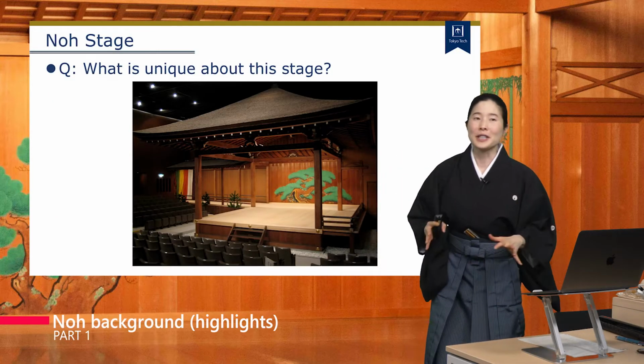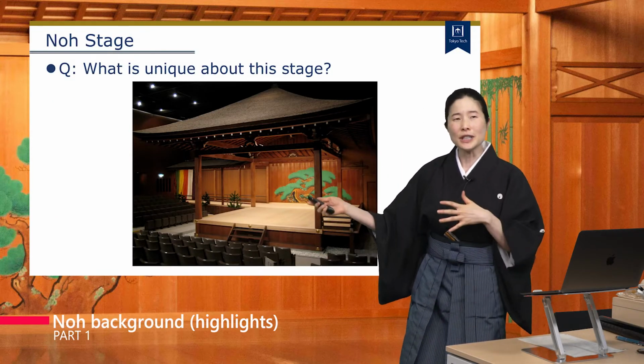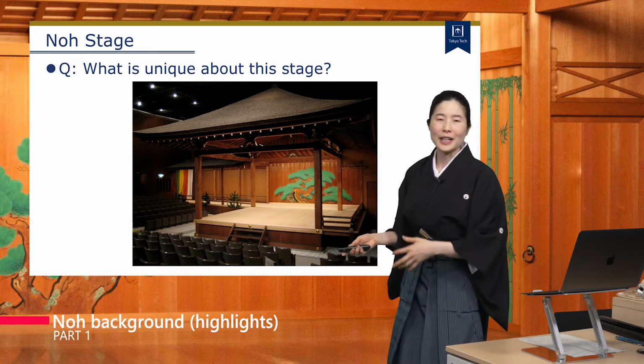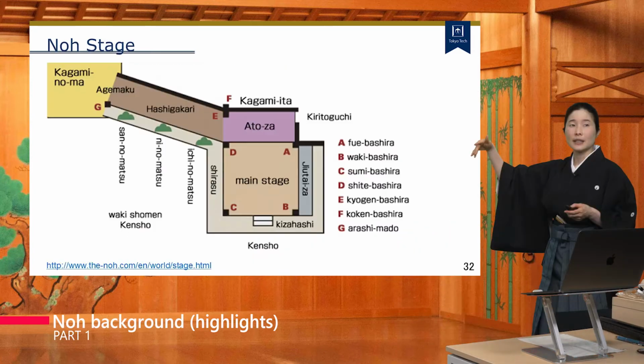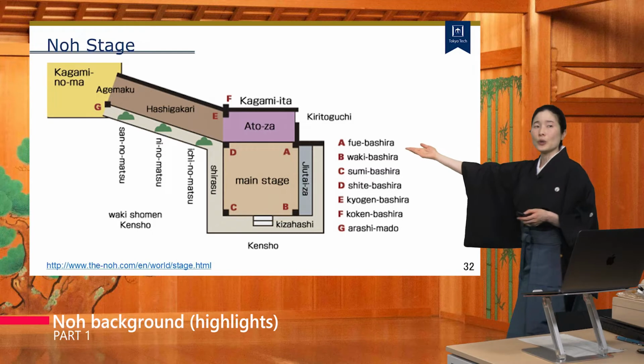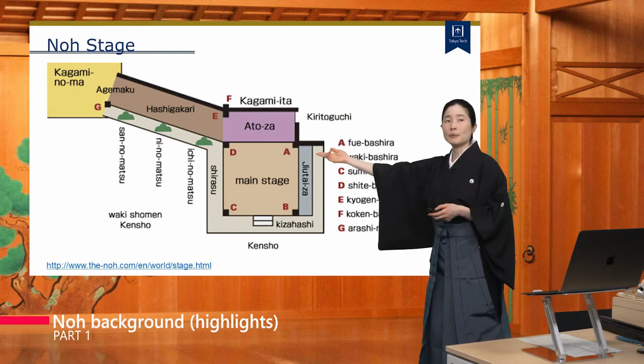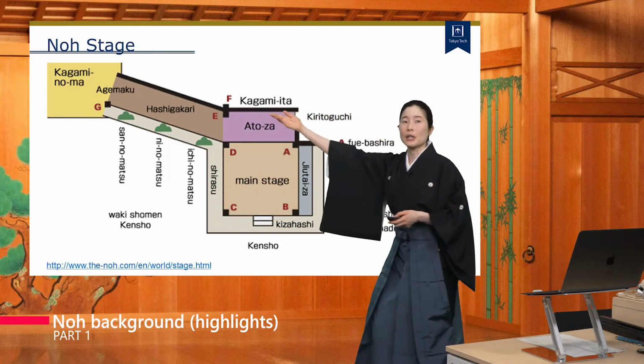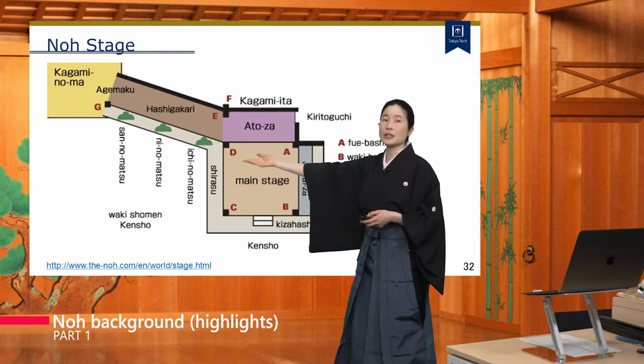So first of all, I want to talk about the stage. Obviously, we notice the stage, and what is unique about it? I'm actually going to move forward, and you can think about these things that you notice. And also, this is just showing you how it's seen from the top. The agemaku, people coming in from here, to the hashigakari, to the main stage.